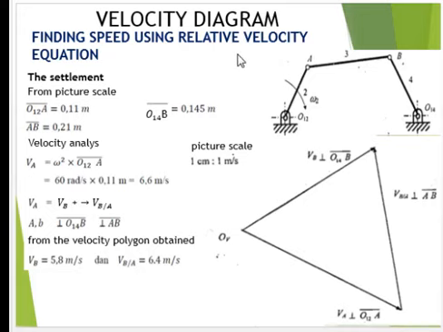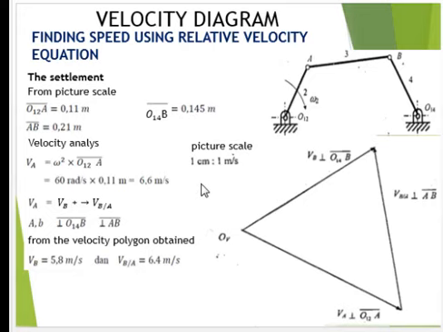Okay, for the settlement from this feature, we can describe the link radius O1 to A as 0.11 meter, and then radius AB as 0.21 meter, and then for link 4, the radius O1 to B is 0.145 meter.